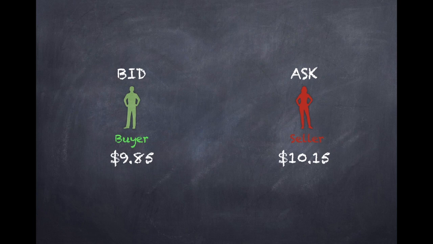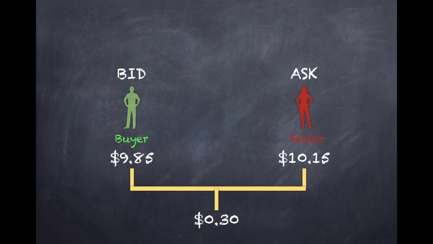Let's say we have a stock trading around $10, but the highest price that someone is willing to buy this stock for is $9.85. And the lowest price that someone is willing to sell the stock for is $10.15. What is the current spread for this stock? The difference between the bid and the ask is 30 cents. So why does this matter? Well, if we wanted to purchase this stock right now at this point in time, what is the best price we can buy it for?